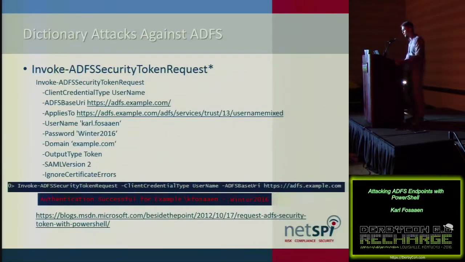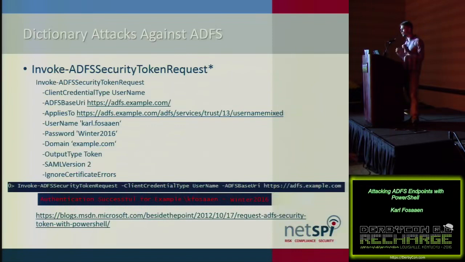In this case, we're going against adfs.example.com. We're going to use karl.fosaaen as the username. Password is winter2016. I guess I changed it a little early from summer2016. And you have to have the domain too. So in terms of enumerating the domain, Skype for Business or Lync, if it has an NTLM HTTP interface on the autodiscover, you can go ahead and try to pull the domain information from that. Just hit it with nmap, pull back what the domain info is there.